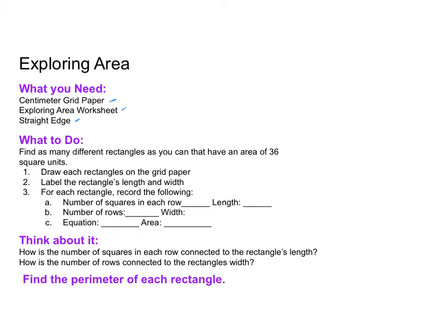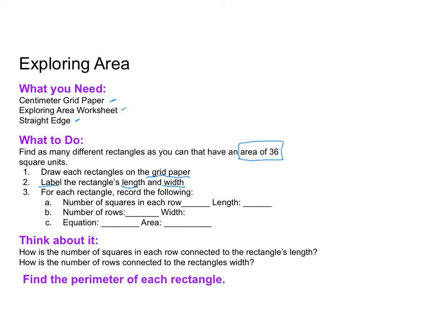You're going to find as many different rectangles as you can that have an area of 36. So that means that you're going to have 36 squares in the middle of your rectangle. On your grid paper, you're going to draw each rectangle, just like I did on the last slide. So if I had my grid paper, I'm going to draw my rectangle. Then I'm going to label the rectangle's length and width.